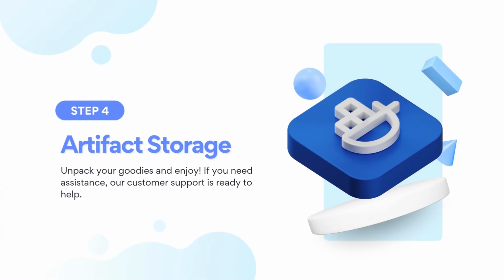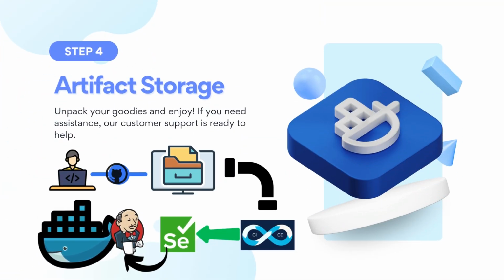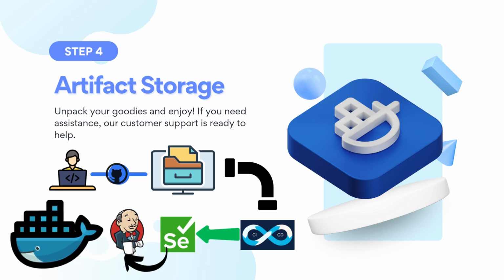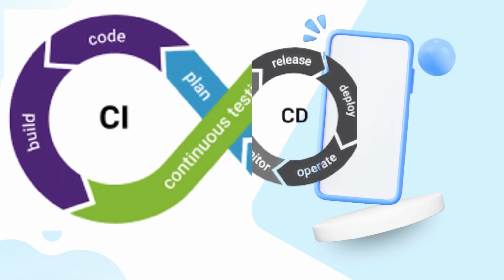Then we need to have an artifact storage and a packaging tool. The build artifacts, that is the packaged software or container images, are stored in an artifact repository like JFrog or Nexus. For containerized applications, tools like Docker create a consistent environment across all stages. So this is the part of CI.